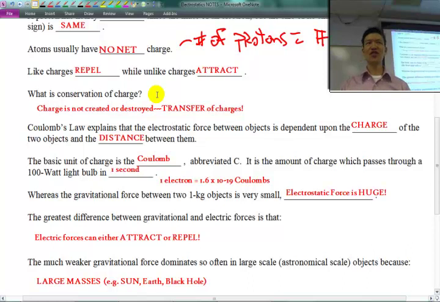You don't make electricity out of nothing, okay? You can't just generate electricity out of nothing. The English language, we say it wrong. You generate electricity or static electricity. What you're doing is you transfer charges from one thing to another.